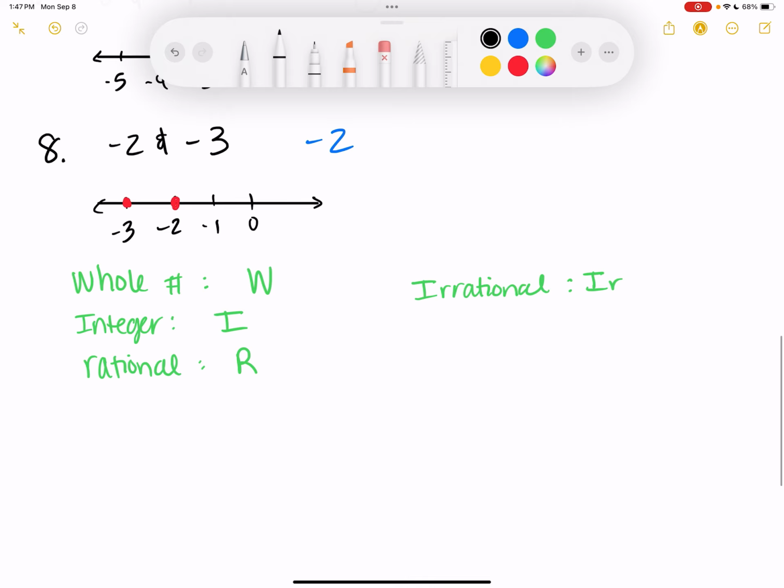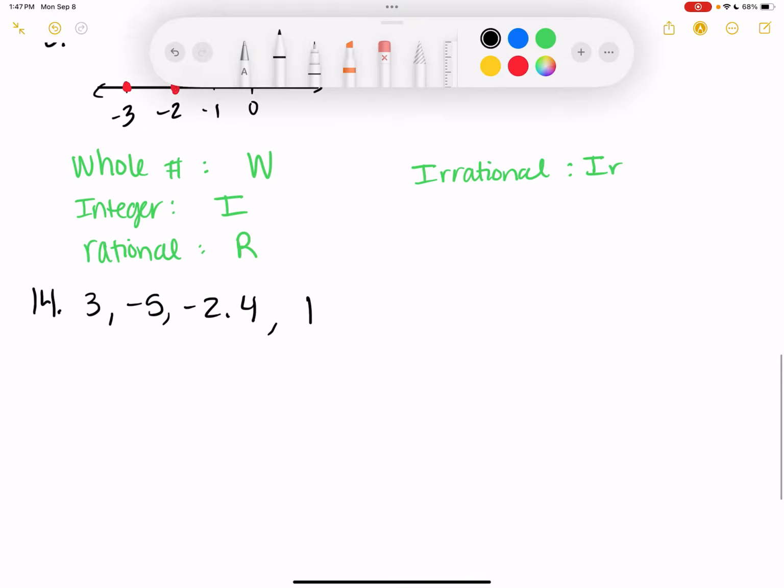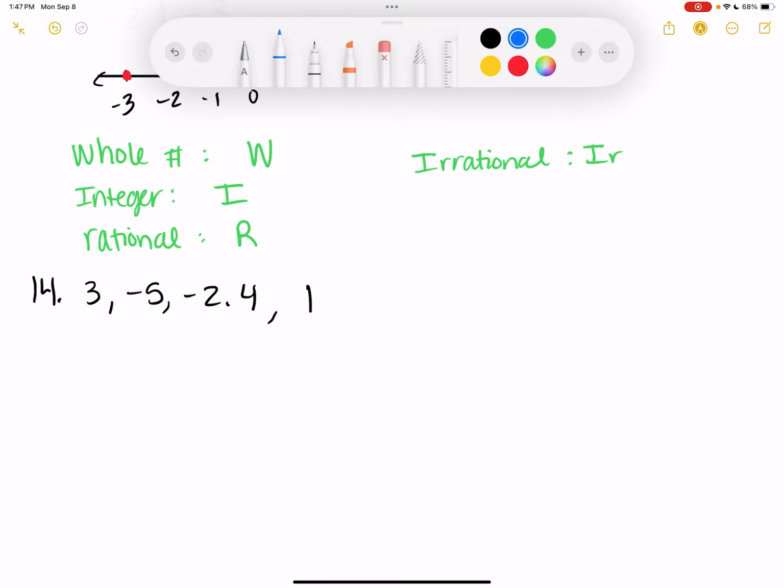So 3, -5, -2.4, and 1. And they want us to write them in numerical order. Okay? So which one is the smallest? -5, then what? -2.4, then +1, and then lastly, +3. So now, I have them in order. Now I need to classify them.